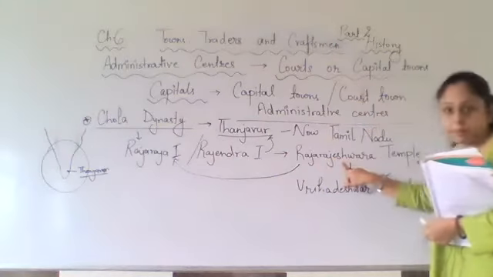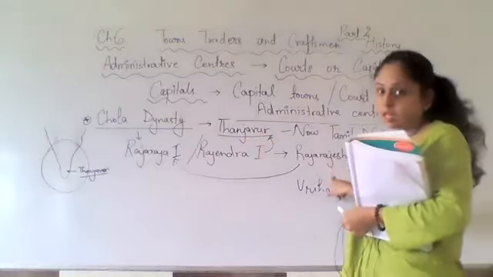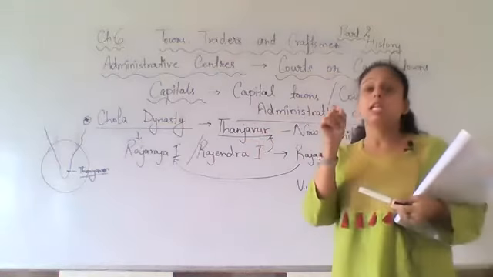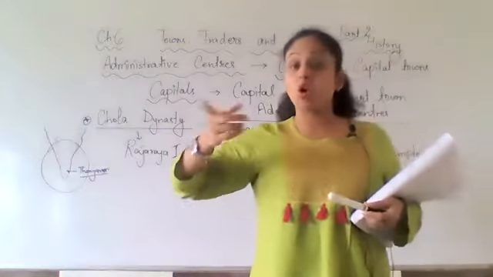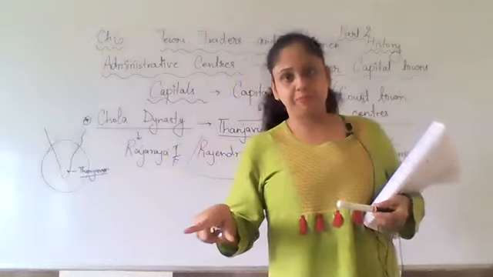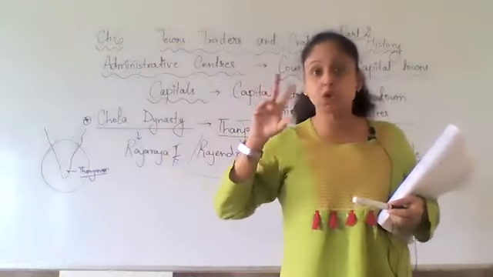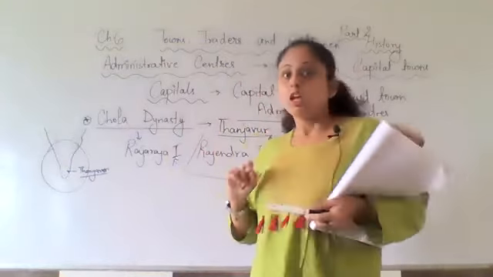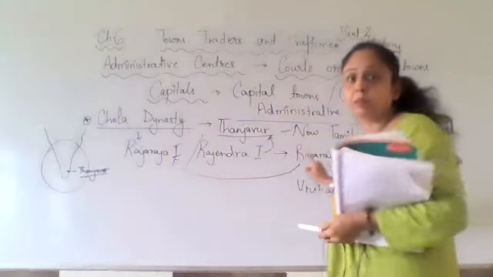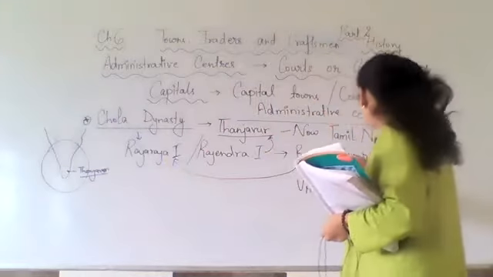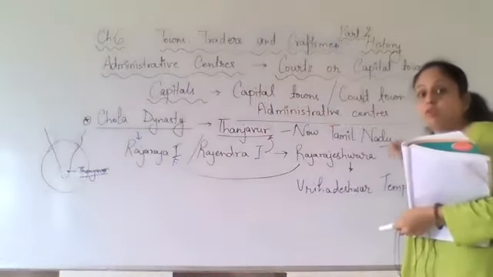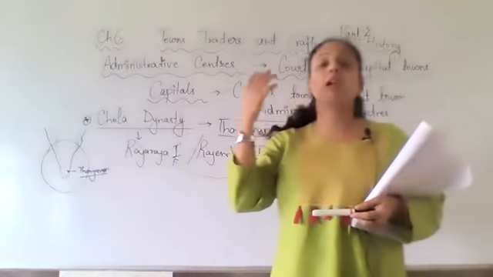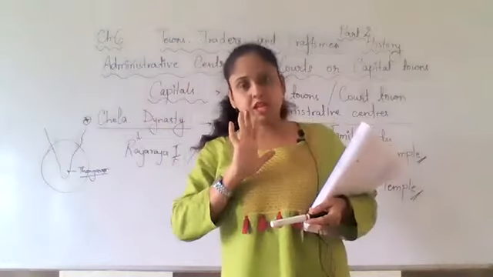If you see, the name is similar because the king kept the name of the temple on his own name. Like this you can connect properly and remember. So Raja Raja I built the Raja Rajeshwara temple, which was a very famous temple in Thanjavur.